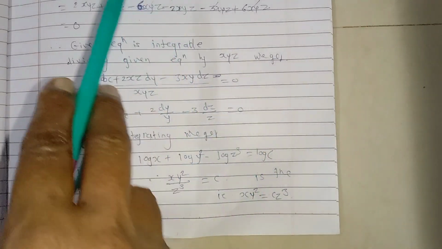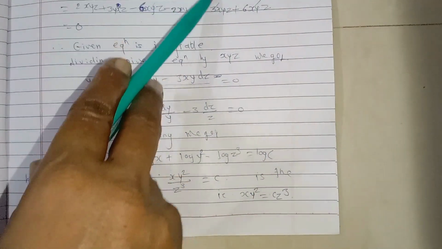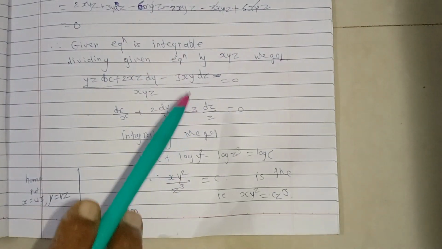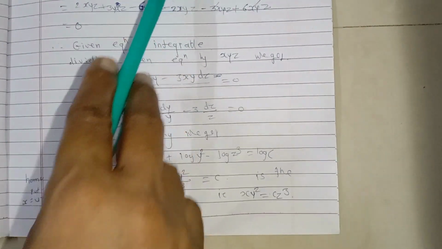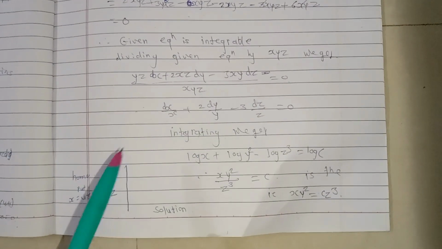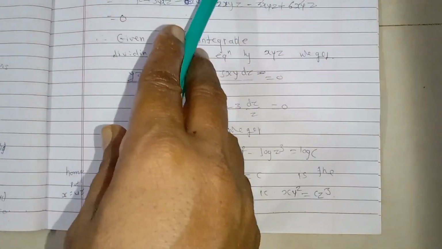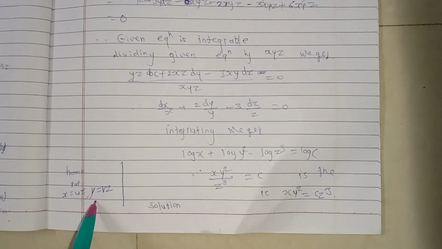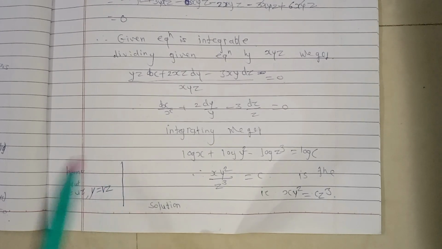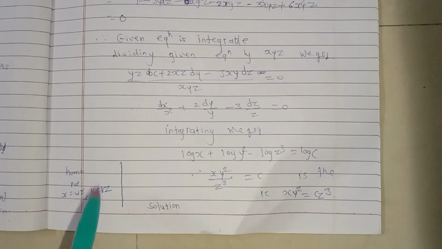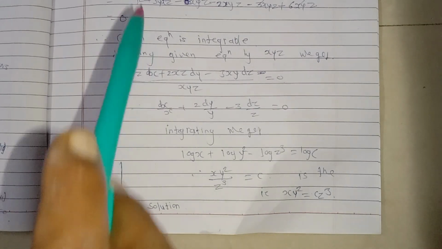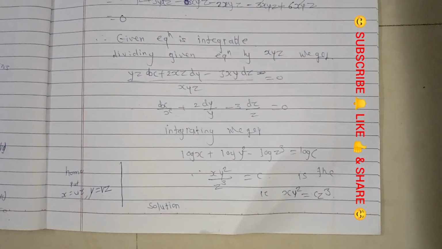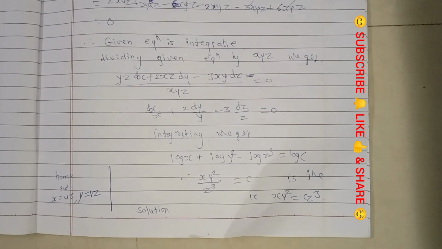Or you can solve this equation by taking any variable as constant, or by the homogeneous method. That is, the given equation is homogeneous, so use the substitution x equal to uz and y equal to vz, and after simplifying you can solve the given total differential equation. Thank you.